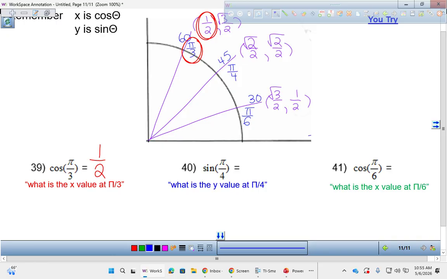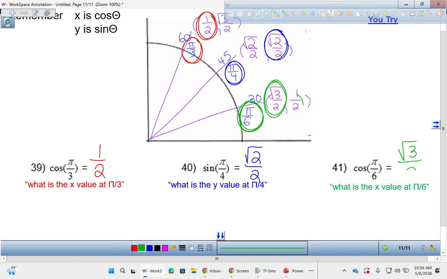What about the sine of pi over 4? Root 2 over 2. Pi over 4 is nice. 45 degrees is nice because it really doesn't matter if you're looking at x or y because it's the same thing. All right. So I go to pi over 4. Sine is y. So it's root 2 over 2. And then cosine of pi over 6 means I'm going to go to the angle pi over 6. Cosine is x. So I want to look at the first value rather than the second. This would be root 3 over 2.